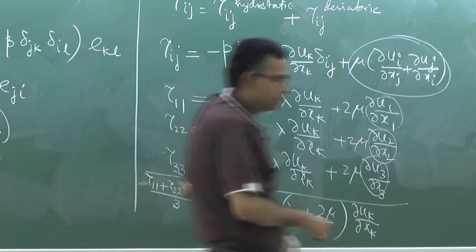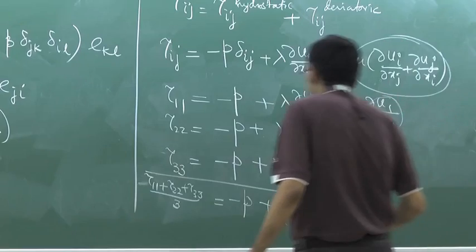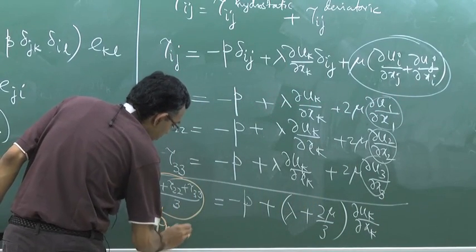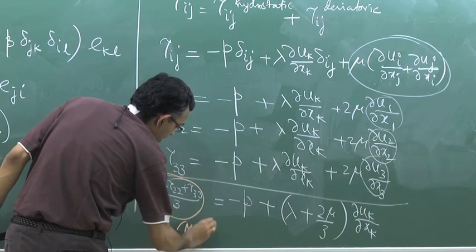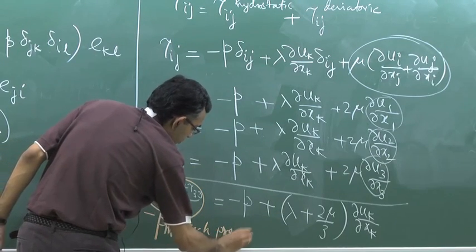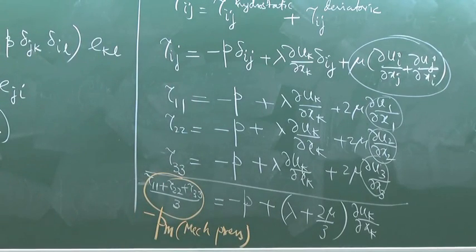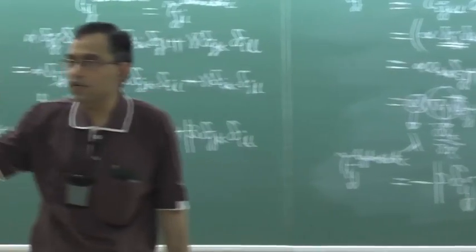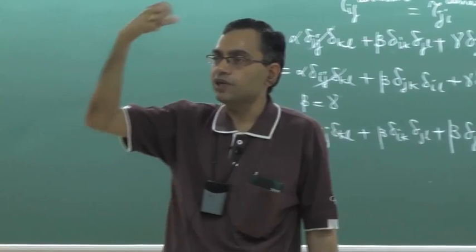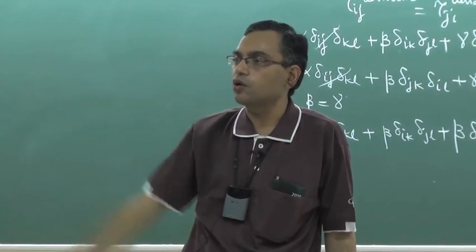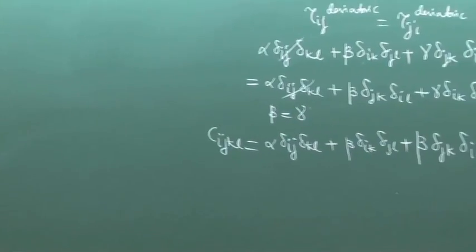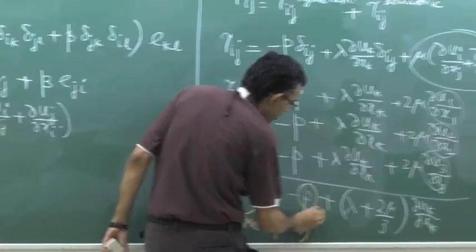By definition, the left hand side is called as minus of Pm, where Pm is mechanical pressure. So this is the definition of a mechanical pressure. Mechanical pressure is by definition the arithmetic average of the negative of the normal components of stress. This P on the other hand is called as thermodynamic pressure.